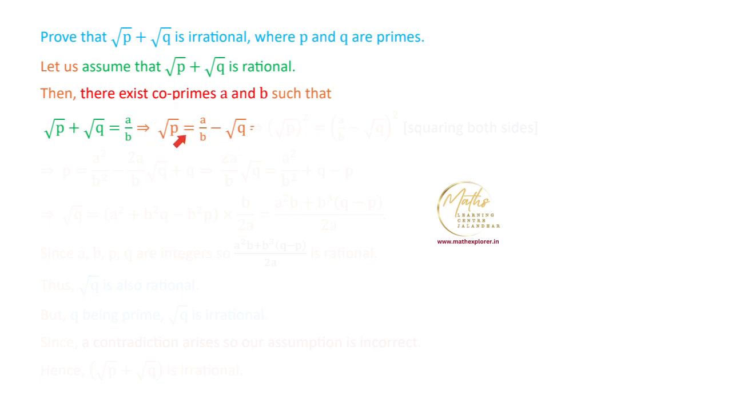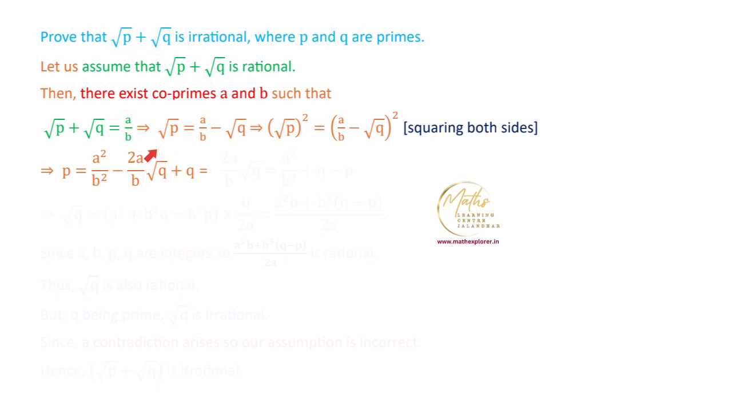Now if we square both sides of this equation, we obtain square root of p whole square, that is equal to a by b minus square root of q whole square. We have done the squaring on both sides. Now when we square this term, square root of p whole square, the value we obtain is p, and on the right hand side it is a by b minus square root q whole square, so it is a square by b square minus 2a by b square root q plus square root of q whole square. That value will become q.